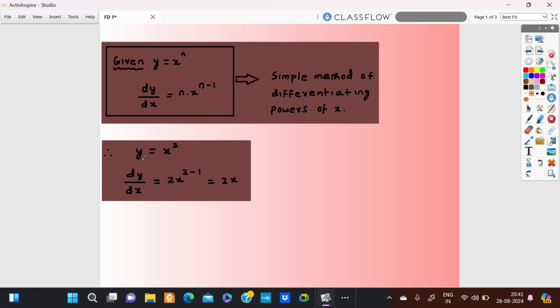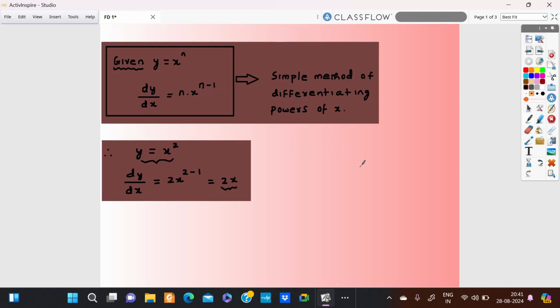Given y is equal to x squared, dy over dx, differentiating y with respect to x is 2 times x to the power of 2 minus 1, which is equal to 2x. This follows the simple method of differentiating the powers of x. Given y is equal to x to the power of n, dy over dx, differentiating y with respect to x is n times x to the power of n minus 1.